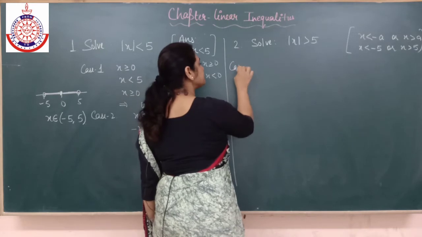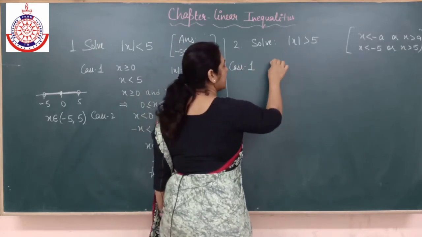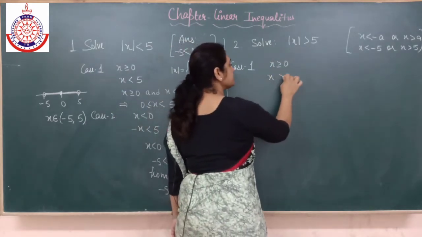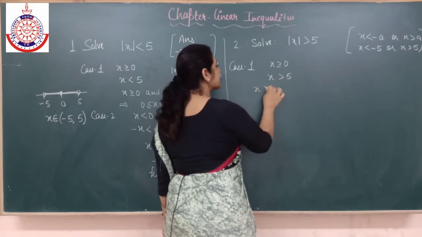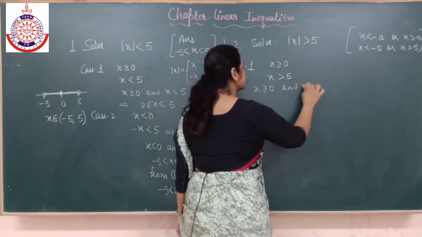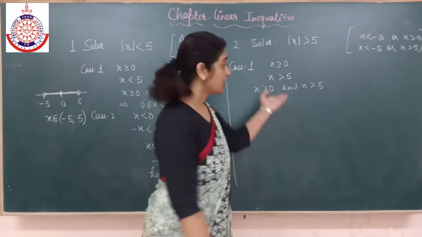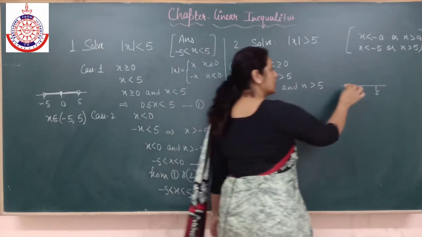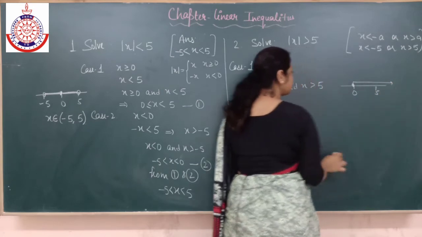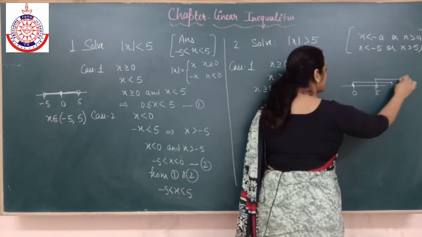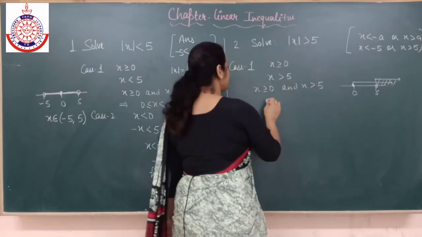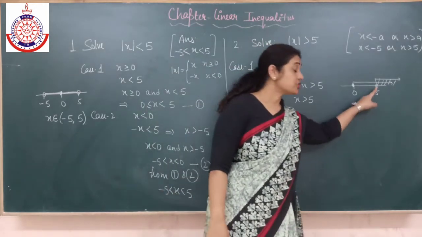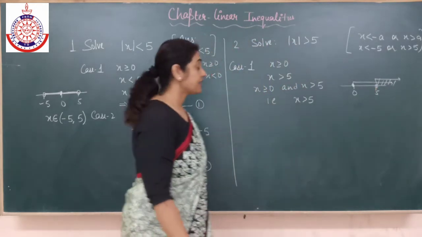Same way, case 1. If x is greater than or equal to 0, this bracket would be opened with positive only. Now I have x is greater than or equal to 0 and x is greater than 5. So what is the combination? Again number line. Any confusion? Number line. 0 and this is 5. Greater than 0 is on this side, greater than 5. What is the common? This is the common area. That means x is greater than 5. 5 is not included, so the equals-to sign will not come on 5. x is greater than 5.